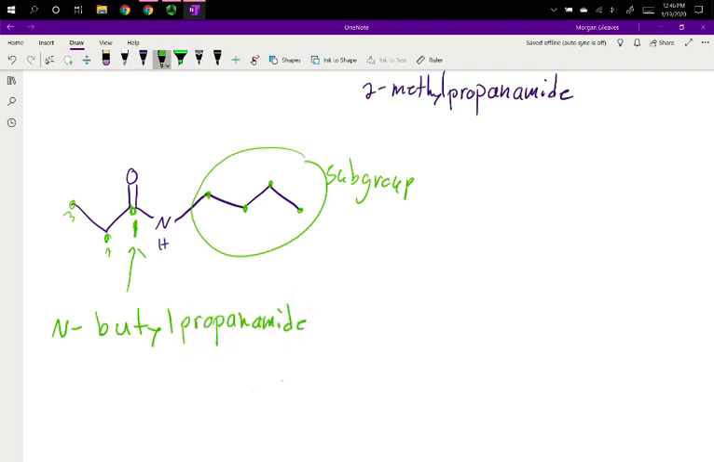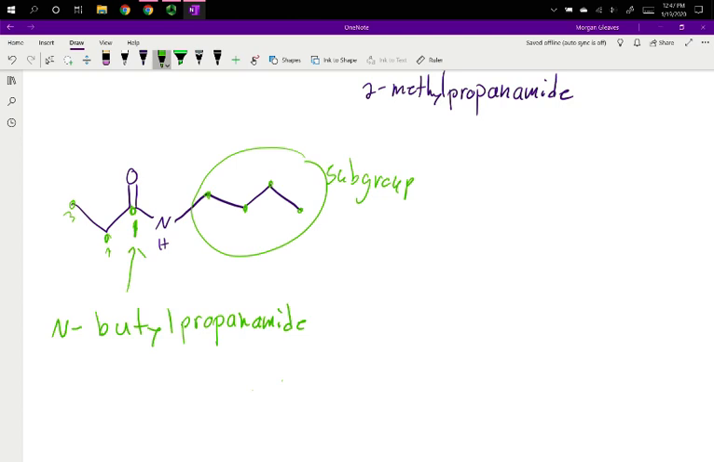N-butylpropanamide. So even though that carbon chain coming off nitrogen is longer, it does not count because it doesn't include the entire functional group. The nitrogen alone isn't it. It has to be the carbon that has the nitrogen and the double bond oxygen. So our longest carbon chain that does that is propanamide.